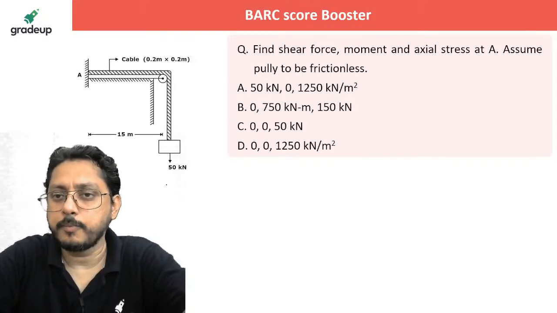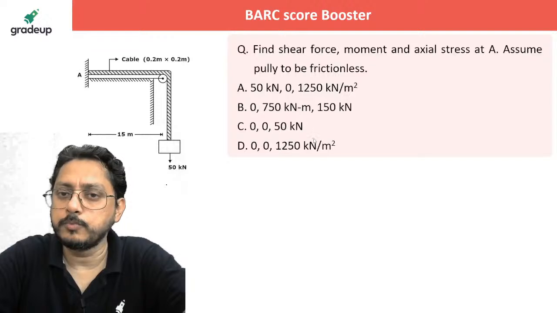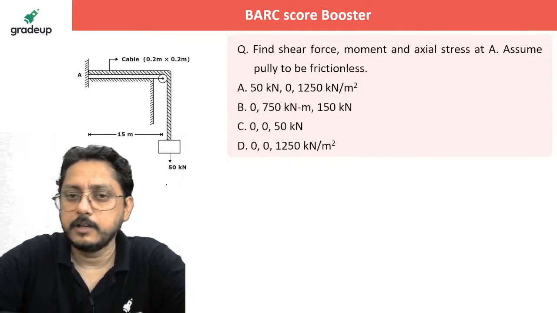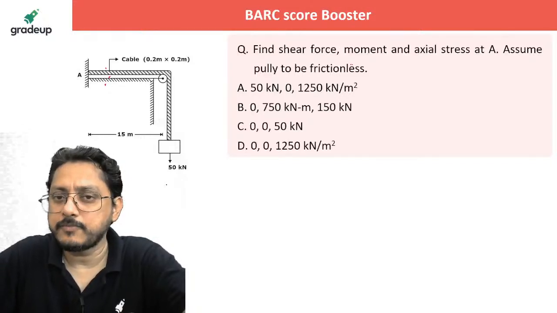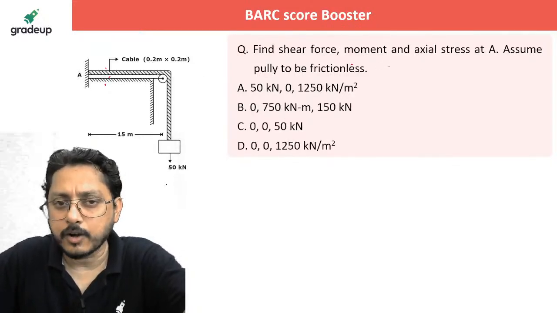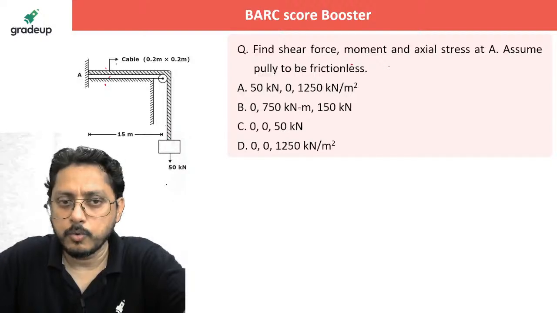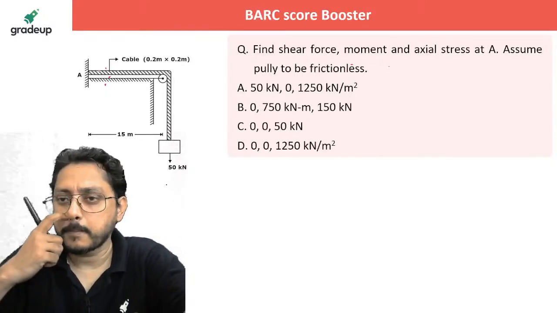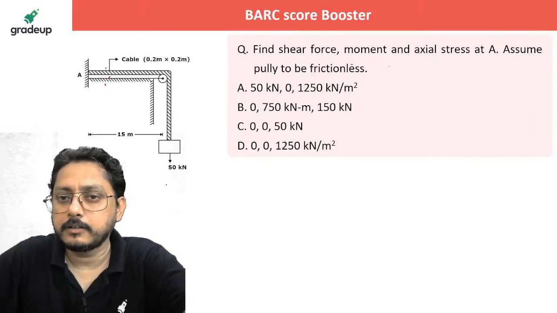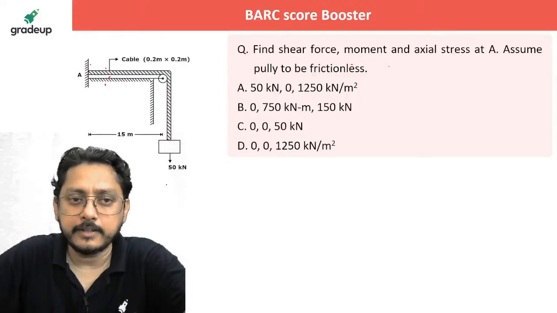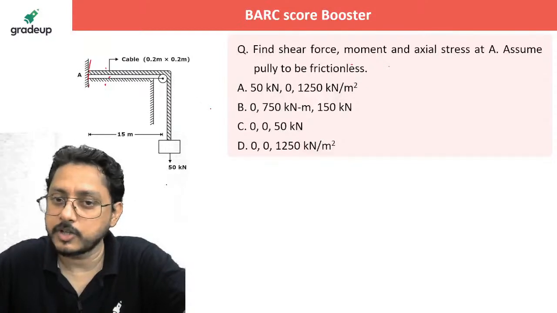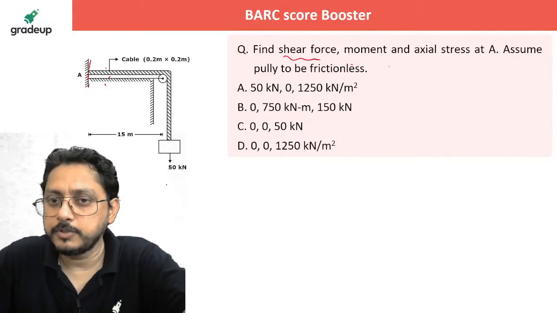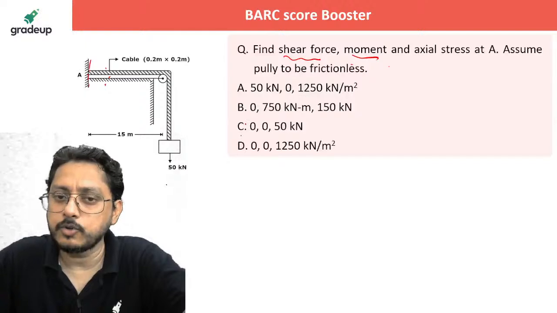Find the shear force, moment and axial stress at A. Assume the pulley to be frictionless. If it is frictionless, this is a rope. Shear force, moment, axial force. If it is a rope, then he's asking at this location. See, a rope cannot generate a bending moment, a rope cannot generate a shear force, so shear force will be zero, moment will be zero, so either C or D.